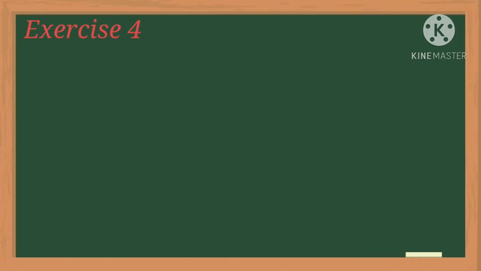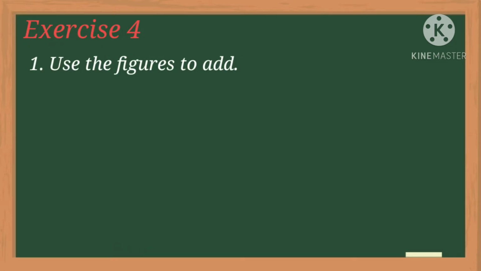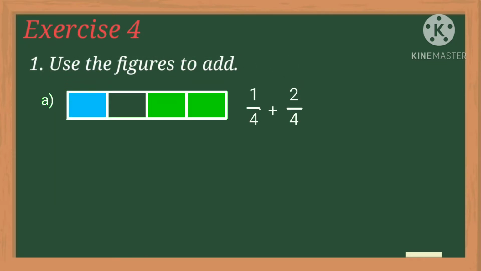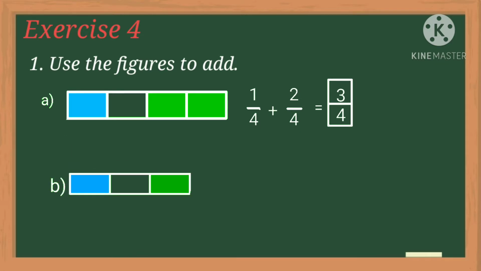Now coming to exercise 4, use the figures to add the fractions. Here we will be seeing only like fractions. So add the numerators, 2 plus 1 which is 3 by 4. The second one, the blue color fraction is 1 by 3 and the green color is also 1 by 3. So the fraction is 2 by 3.